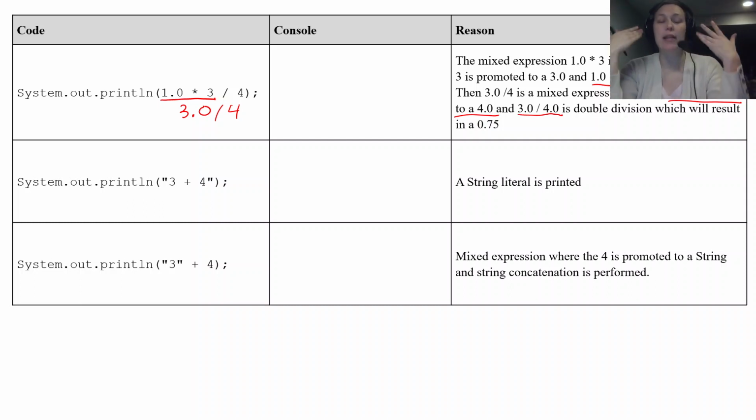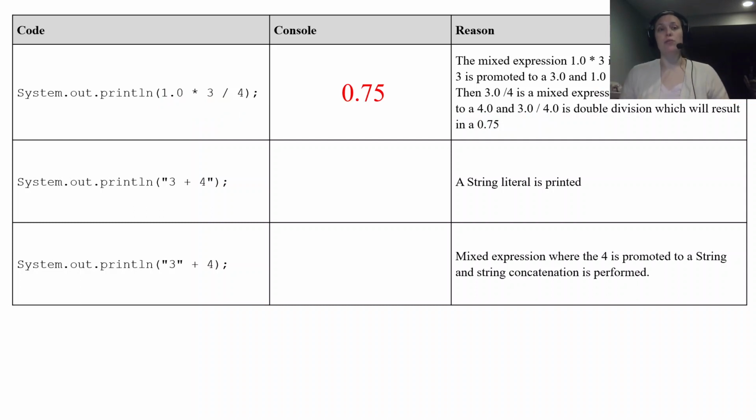3.0 divided by 4.0, that's double division. So that happens like a calculator. Double division happens like a calculator. 3.0 divided by 4.0, that's going to be 0.75. And that's what's going to get printed to the console.